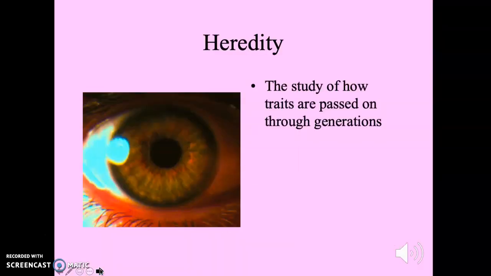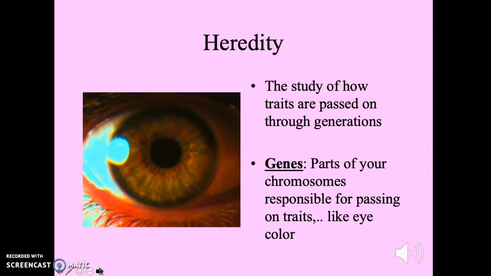Heredity is the study of how traits are passed on through generations. Parts of your chromosomes are responsible for passing on traits like eye color, etc. So heredity, also called inheritance, is what you're getting from your parents. It's people that study that. Genes are the actual parts of the chromosomes that have those instructions that tell your cells what color to make your eyes and how you should look.